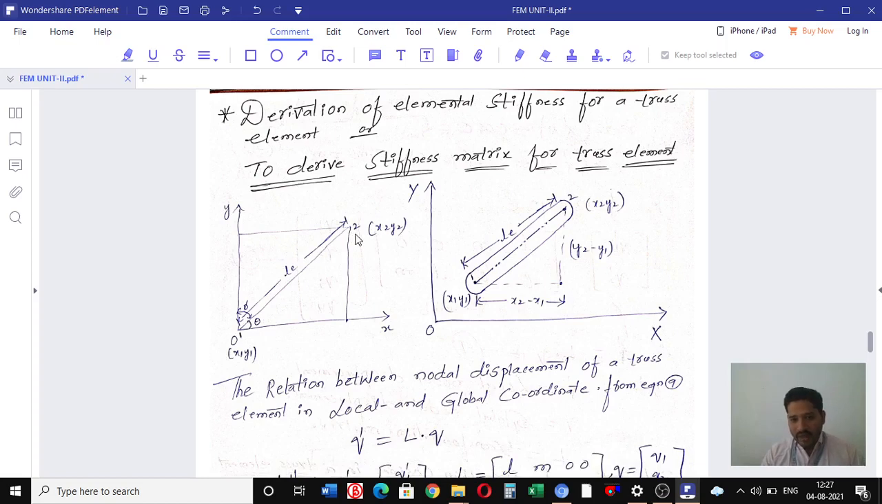If we redraw the same figure this way, this is the origin, with the x coordinate and y coordinate, and this bar lies between the x and y coordinates. The total length of the bar is LE. We have two nodes, the first node and the second node, with displacements x1 y1 and x2 y2. If you draw one vertical line, it is represented by y2 minus y1. The horizontal axis is represented by x2 minus x1. This is the horizontal axis, this is the vertical axis.